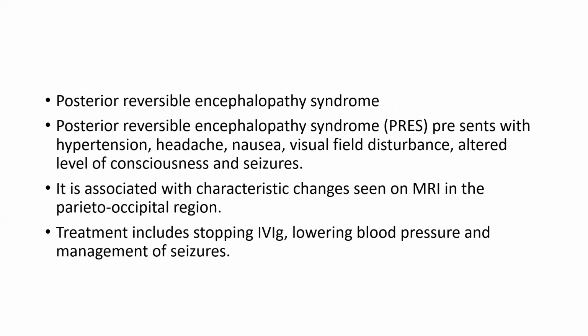Now, the next side effect is posterior reversible encephalopathy syndrome, commonly known as PRES, which presents as hypertension, headache, nausea, visual field disturbance, altered level of consciousness, and seizure. It is associated with characteristic changes seen on MRI in the parieto-occipital region. So treatment includes stopping IVIG, lowering blood pressure, and management of seizures.